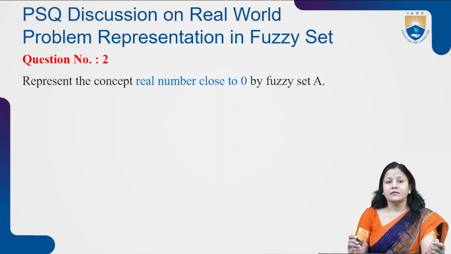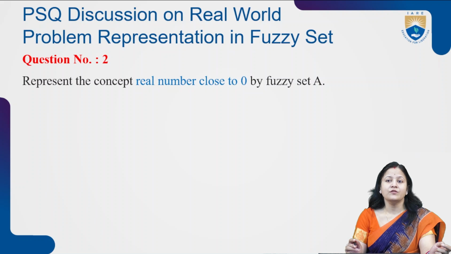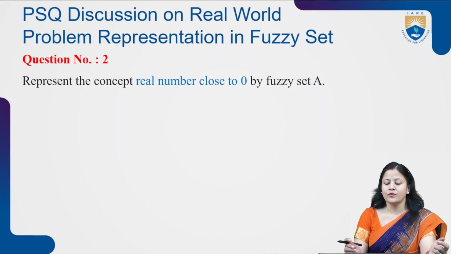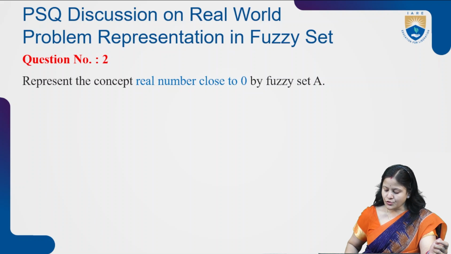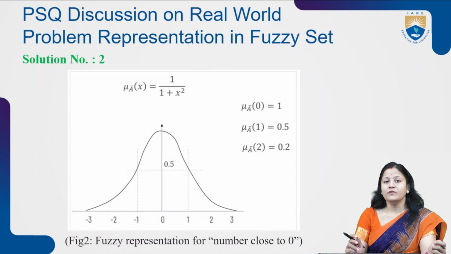Now let us consider the second question. Represent the concept real number close to 0 by fuzzy set A. That means one fuzzy set we have to consider, A, which consists of all the real numbers closer to 0. How can we represent it with the help of a graph? So this is the representation of the real numbers closer to 0.